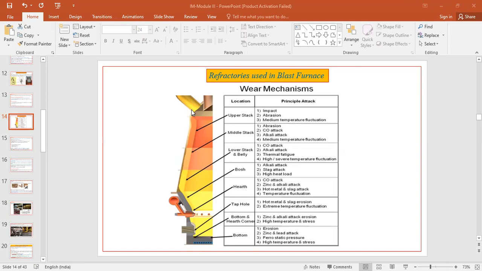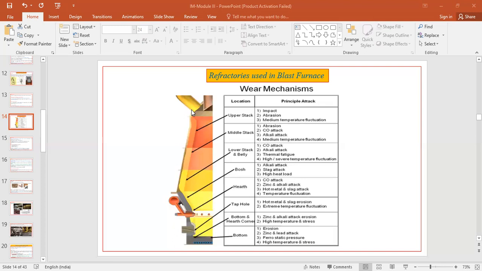In fact, all high temperature furnaces or transfer ladles, converters, all these from the outside look like a steel vessel, but inside it is a refractory lined system.